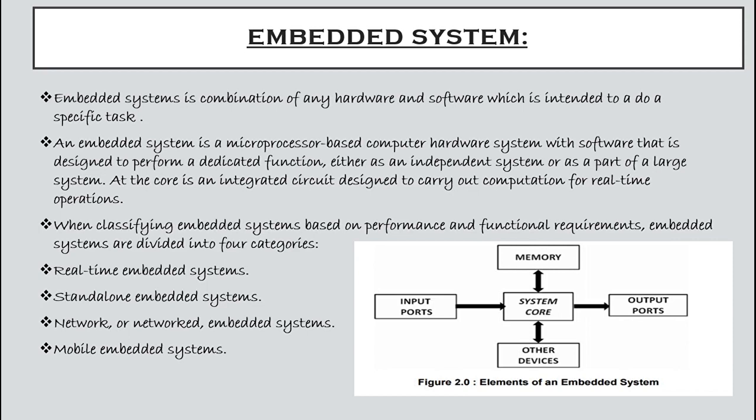When classified based on their performance and functional requirements, embedded systems are divided into four categories: real-time embedded systems, standalone embedded systems, networked embedded systems, and mobile embedded systems. The embedded system connects input ports, the system core, and memory and other devices in a vice versa method, and the output is given out.